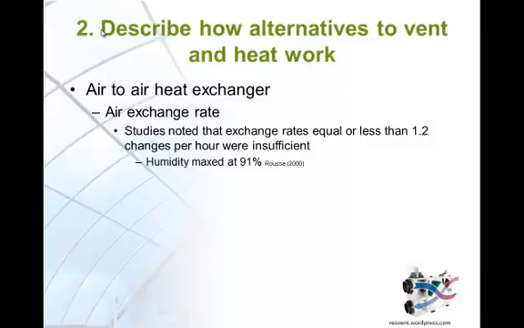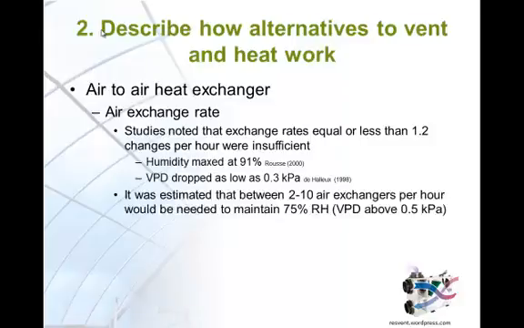Rouse found that humidity maxed at 91% while the outside temperature and relative humidity averaged 7 degrees Celsius and 61%. Dehumidifiers found that VPD dropped as low as 0.3 kilopascals, while outside temperature and relative humidity averaged 2.3 degrees Celsius and 73.8%.